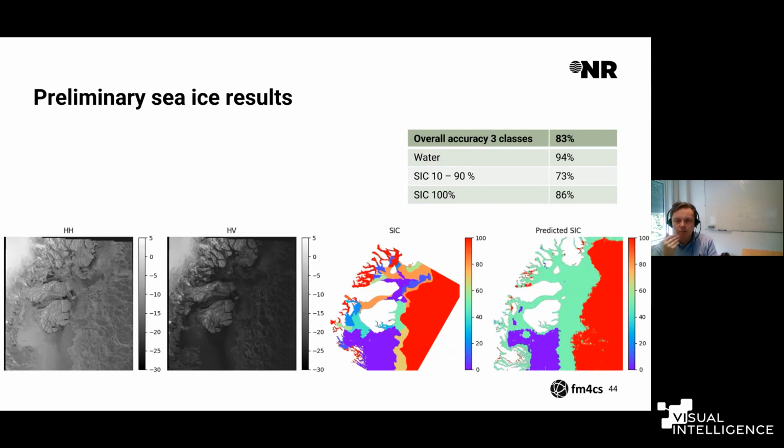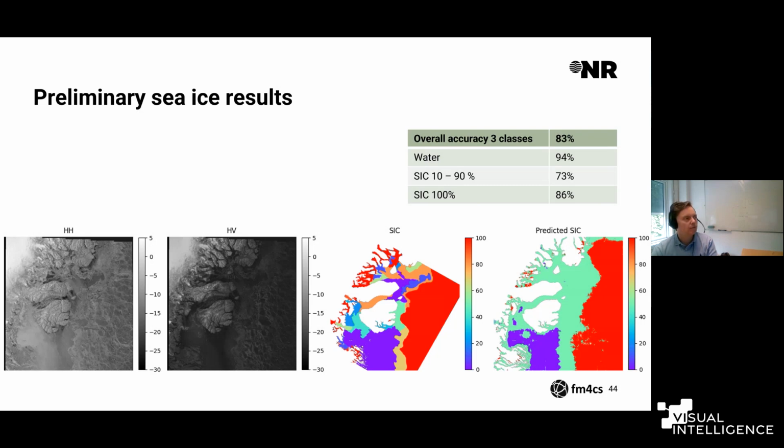Here's another example. You see the same trend. It has a lower concentration and then a higher concentration. So we can see the gradient going from open water to 100% sea ice, which is quite good. Of course, the ground truth has a lot more classes, so it looks more complicated.